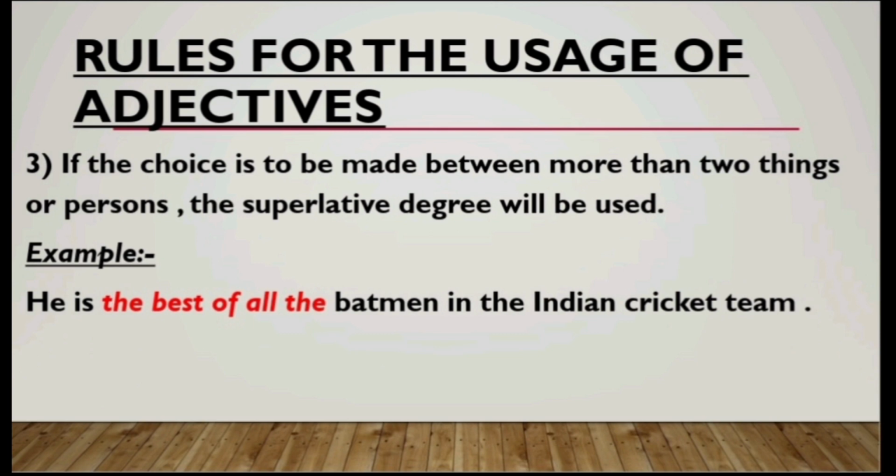Let us have a look at this example here. He is the best of all batsmen in the Indian cricket team. So we are talking about making a choice among a group which is more than two, right? So therefore we use a superlative degree of adjective.